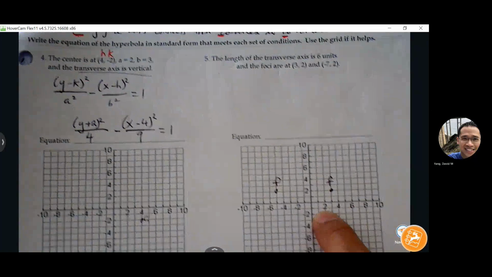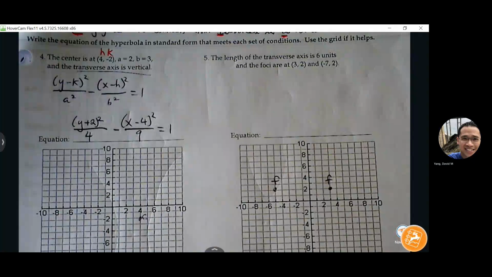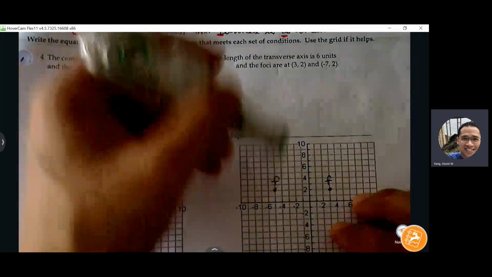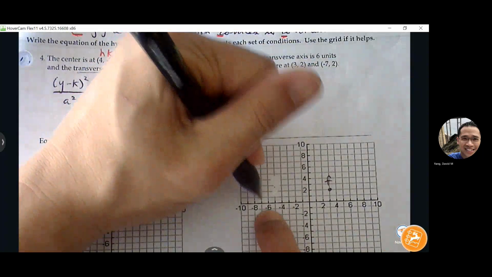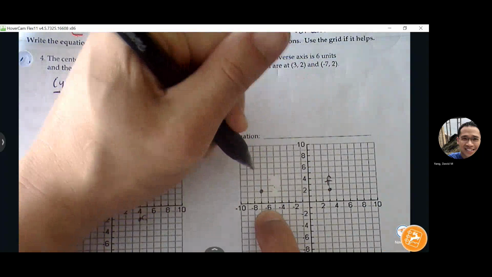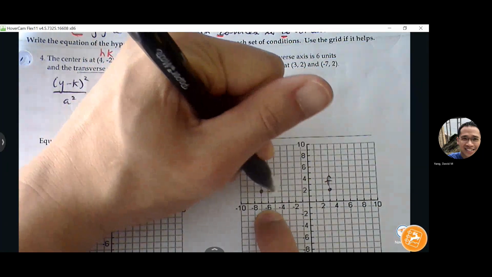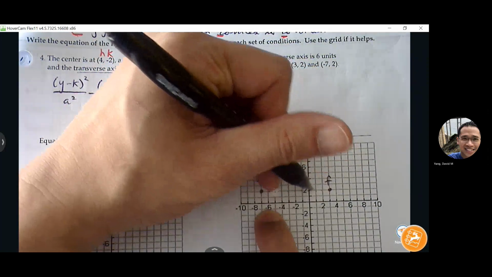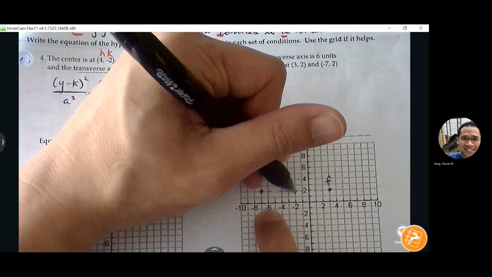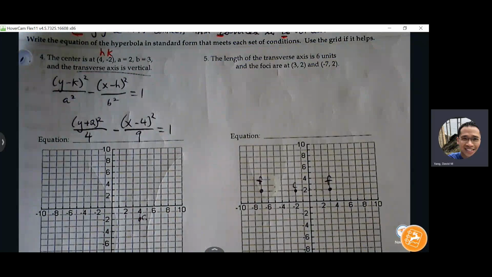Where's the center at? -7, 2. Okay, center is at -2, 2. Did you guys get that?